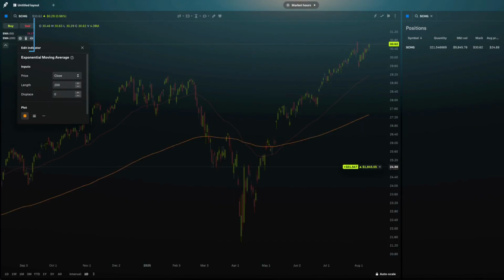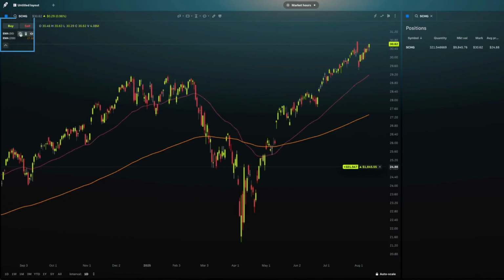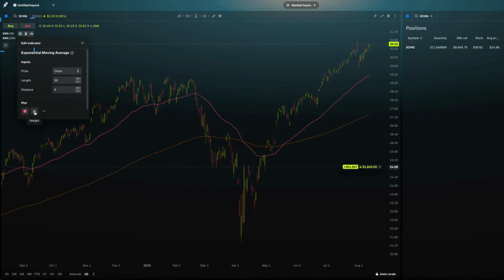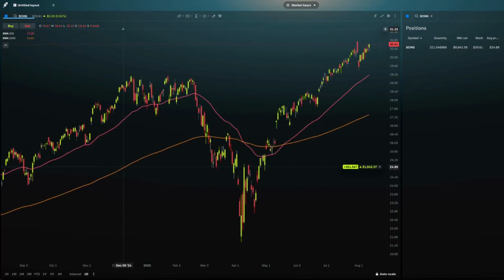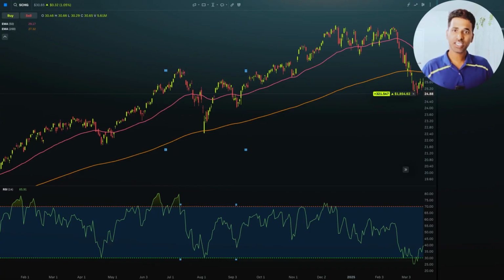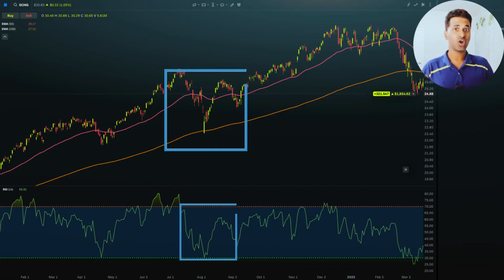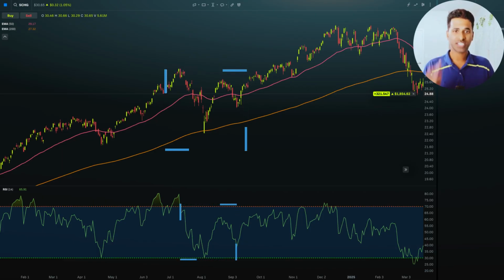I'm also going to change the color to orange so it stands out and set the line width to 2 pixels for better visibility. Now you have two EMAs on your chart, the 50-day EMA, which is the short-term trend indicator, and the 200-day EMA, the long-term trend indicator. The basic rule of thumb is when price is above the 200-day EMA, it's generally in a long-term uptrend. When price dips below it, that's often when I start looking for buying opportunities, especially if RSI also says the stock is oversold.